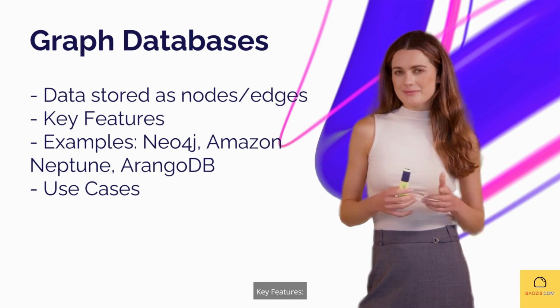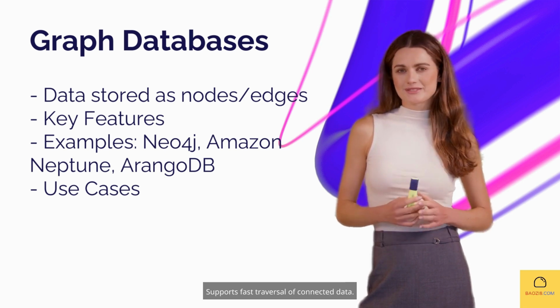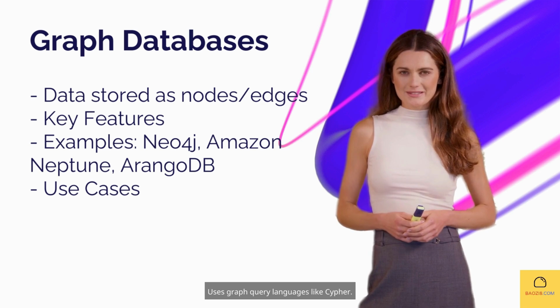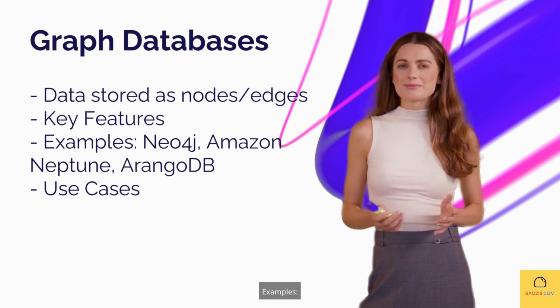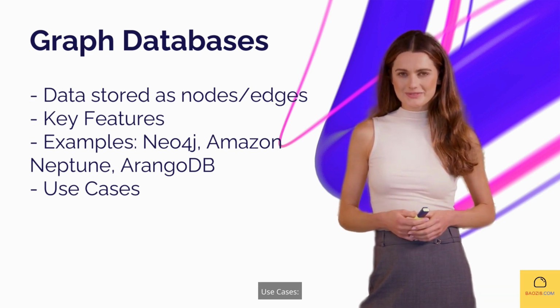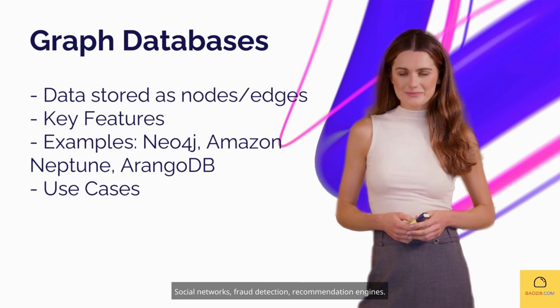Key features: ideal for data with complex relationships. Supports fast traversal of connected data. Uses graph query languages like Cypher. Examples: Neo4j, Amazon Neptune, ArangoDB. Use cases: social networks, fraud detection, recommendation engines.